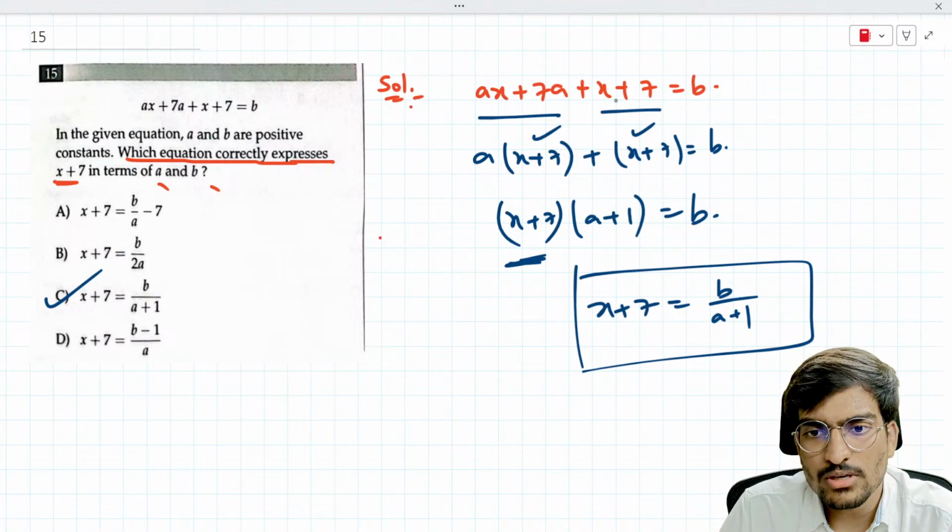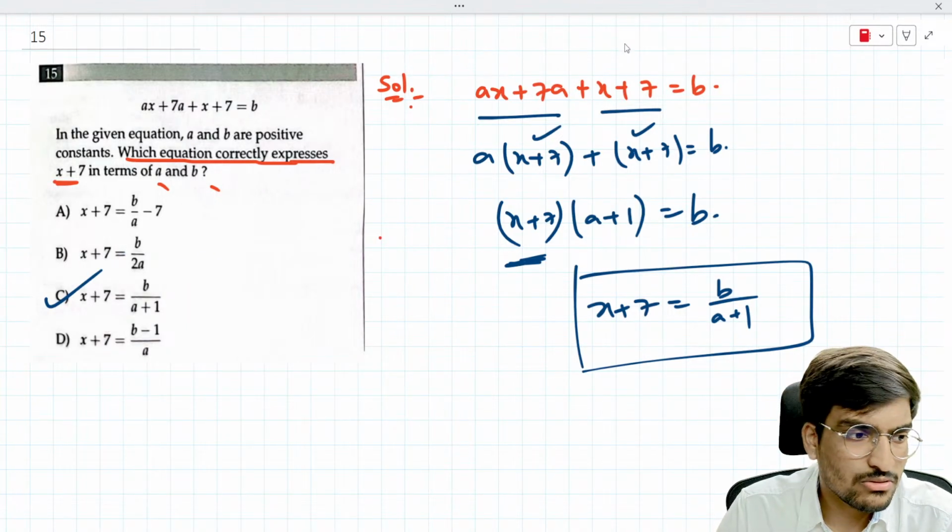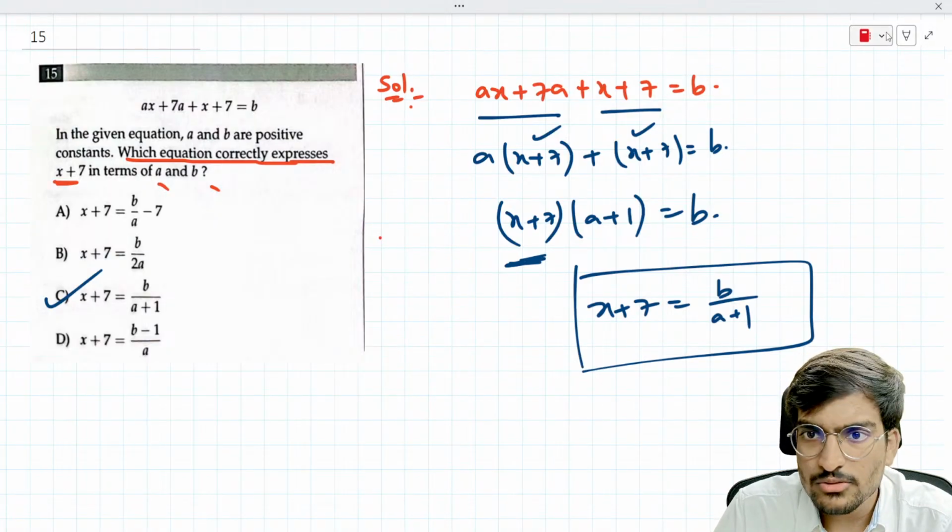Yes, very good. It's like rocket speed. Tanu, you are so speedy. Nice.